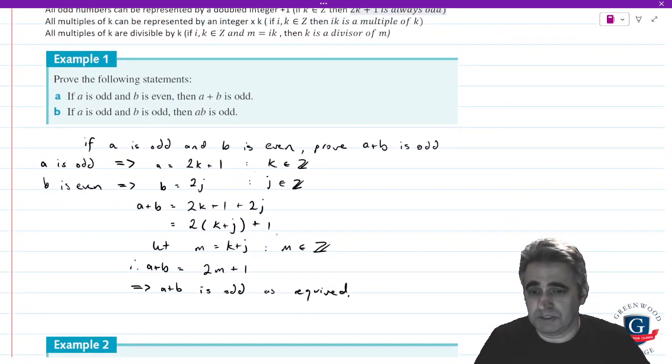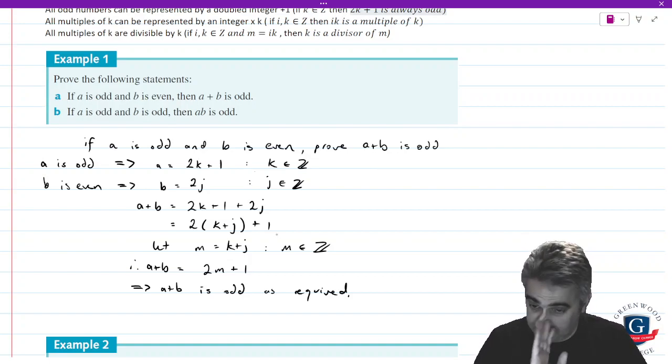We'd start with a statement. If A is odd and B is even, prove A plus B is odd. That's what we're trying to do. So if A is odd, that's going to imply that A is equal to 2k plus 1. We know that from our facts above, given that k is an integer number. And if B is even, we can say B equals 2j if j is an integer, because if I double an integer, any integer, I'm going to get an even number.